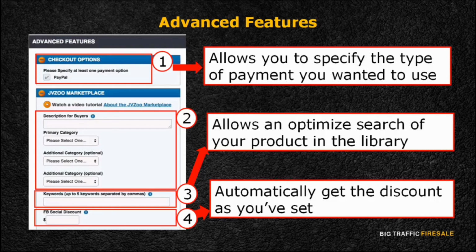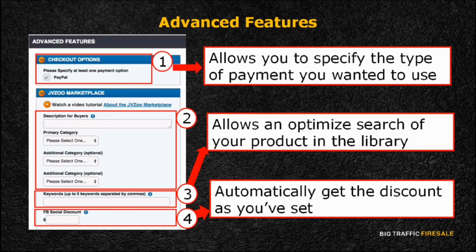First, the checkout options allow you to specify one of the payment options given below. Most accounts use PayPal, but this differs according to your previous payment profile options. Next is the JVZoo Marketplace or Product Library. Simply write a short description of your product in the provided box, choose the primary category of your product, and 2 additional categories. Don't forget to enter the keywords of your product. This is to allow an optimized search of your product according to the keywords you've provided.